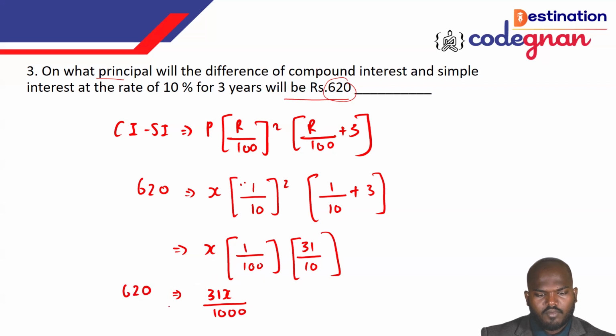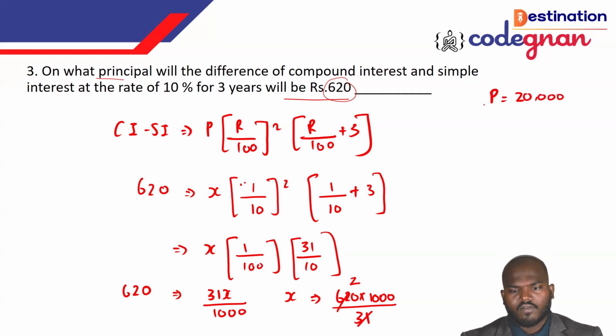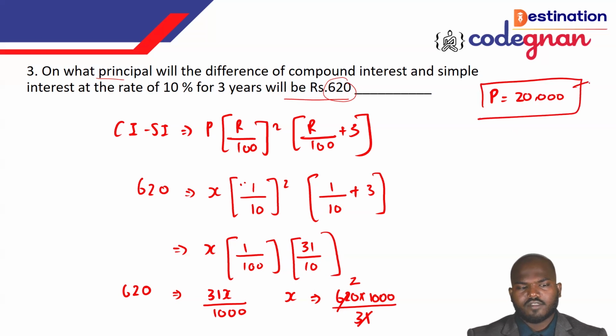Okay. So I'm taking the value on this side, that is x is equal to 620 times 1000 by 31. 31 times 2 is equal to what? That is 62. If you multiply that, it will give you the answer, the principal, that is 20,000. This is how we will sort out the answer here.